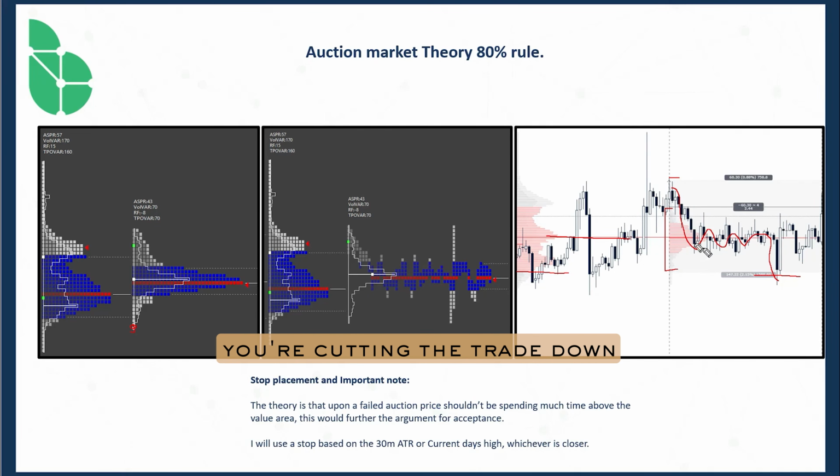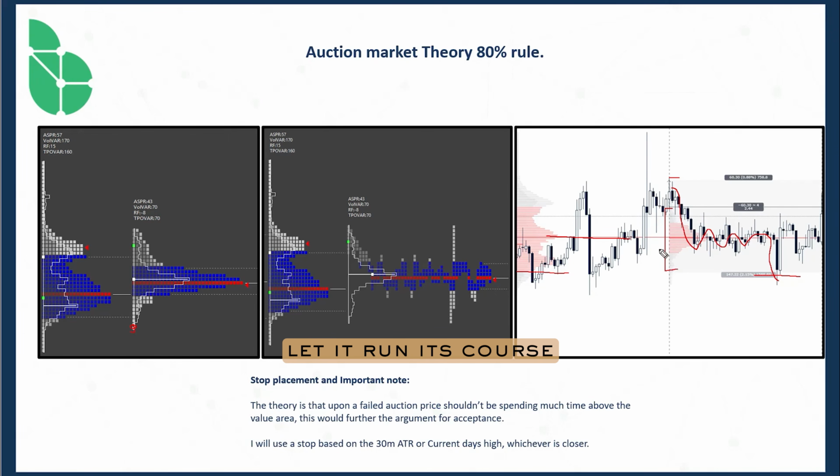And at that point, you're cutting the trade down in half, right? So this is still a trade that's 2 to 1, right? But you still have to let it run its course. All right, you have to let it run its course, and hopefully stack up enough of these that you really do well.